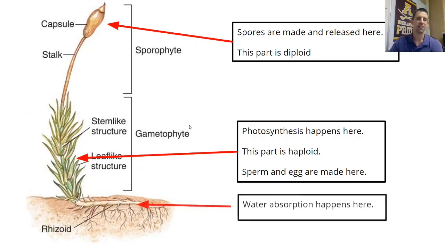The final thing to show is the rhizoid, which is, again, carefully noted, not a root because it lacks vascular tissue, but it functions in a similar way as a root. Its job is to do water absorption and to hold the plant in place.